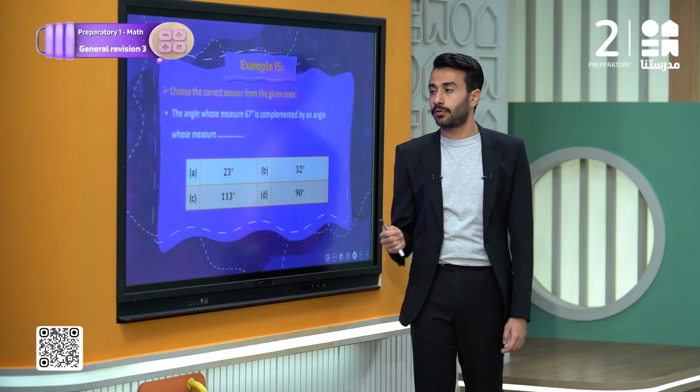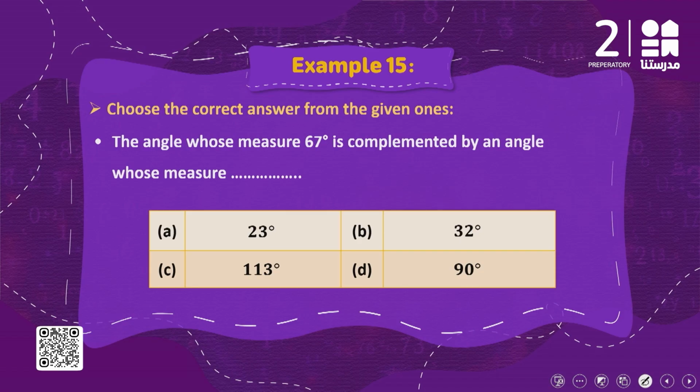You have to read the question carefully. The angle whose measure is 67 is complemented by an angle whose measure, do you remember complementary? The sum of the angles is 90. So to find the other angle, just subtract this one from 90. For sure it will be 23.